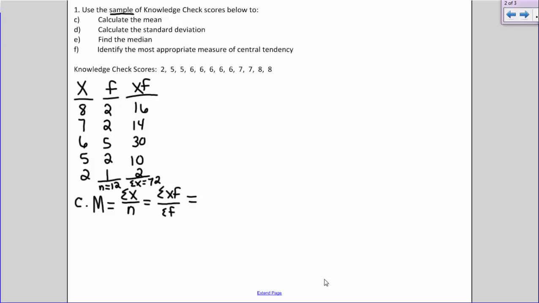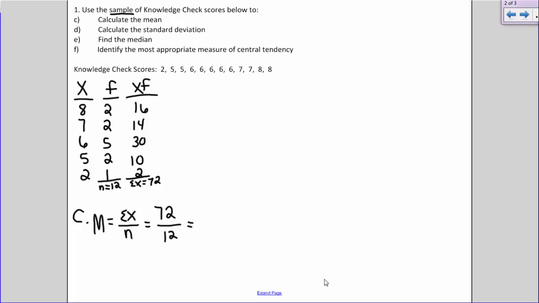So I plug those values into my mean formula. So we have, and let me go ahead and scoot that down. All right. I'm just going to write the simpler version of the formula because I've done this so many times that I don't need that reminder about frequencies. Okay, so sum of x is 72. Sample size is 12. 72 divided by 12 gives you 6, and that is our sample mean.